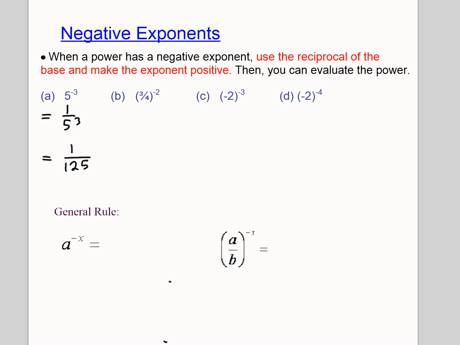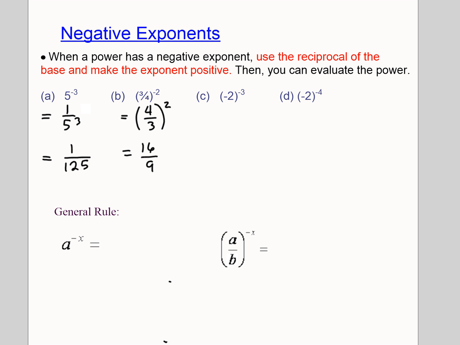Remember, when there's a fraction, the reciprocal of 3/4 is just 4/3. It's really important that you keep the brackets, because if you don't keep the brackets, you're not doing it to both the top and the bottom number. So this one will become 16/9.